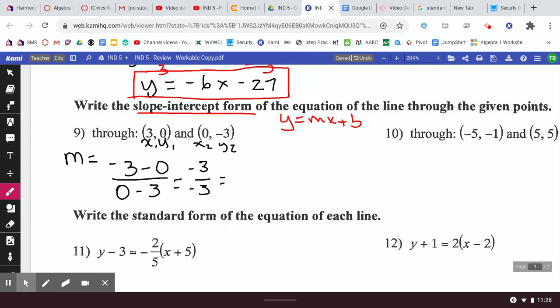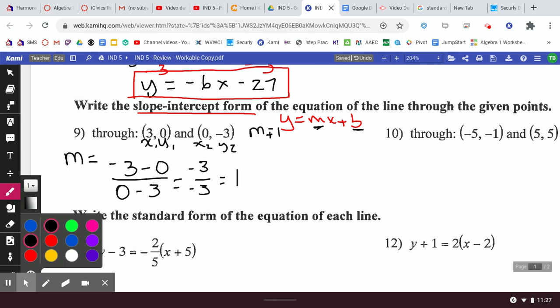Dakota, what's negative 3 divided by negative 3? Positive 1. So my m is a positive 1. Now, I still don't have a b, right? I need y equals mx plus b, which means I need an m I just found, and I need a b. Again, you can do it either way. Since I have a point and a slope, I could do that. I could take one of those points and plug it into y equals mx plus b. But on this one, there's actually a shortcut. What is it?